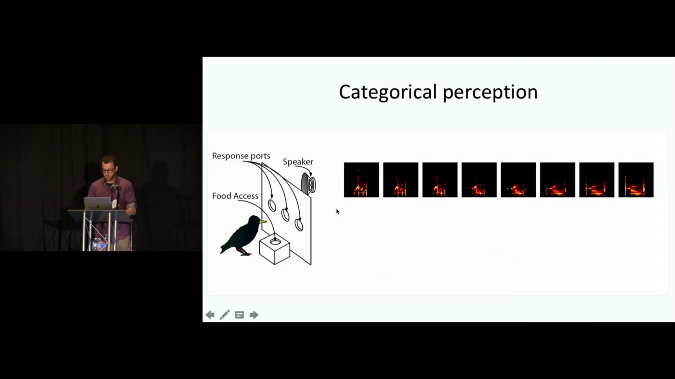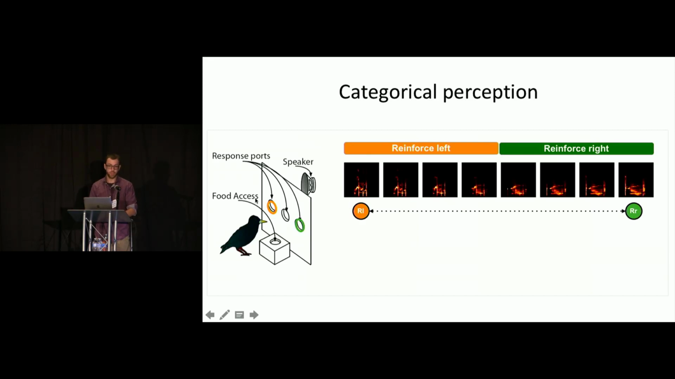So now we can produce these smoothly varying syllables of birdsong. Here's just an interpolation in latent space between 2 syllables. And we can play them back to the songbirds in this operant conditioning apparatus. So I'll call the left half of these syllables reinforce left, and the right half reinforce right. And the bird has to peck left if it hears one of these, and it has to peck right if it hears one of these. And if it does, it gets some free food.